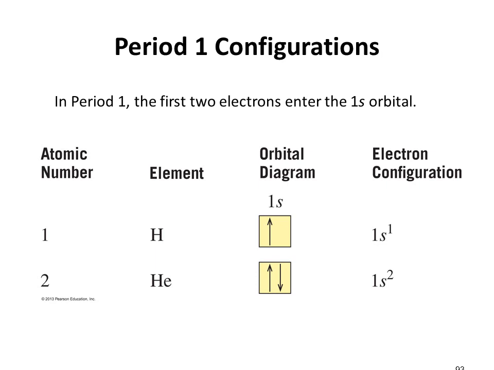And so period one has only 2 elements, hydrogen and helium. Hydrogen has one 1s electron, helium has 2 1s electrons, and so here's just a nice little table that shows you the orbital diagram, and then also shows you the electron configuration. So hydrogen has one 1s electron, and helium has 2 1s electrons.